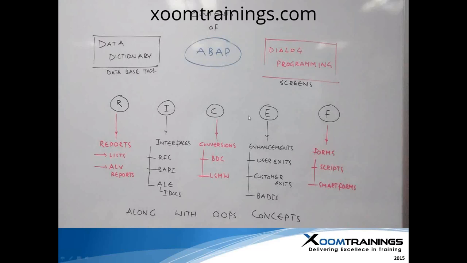Next, the back end is ready, the application is ready. But if the end user wants to interact with it, we need dialogue programming. That is nothing but GUI. This is also known as module pool programming, which is used to design screens in SAP. Right? So this is data dictionary, this is dialogue programming, and this is application. These are the contents we are going to cover throughout our SAP ABAP session. Understand? So these are the contents.